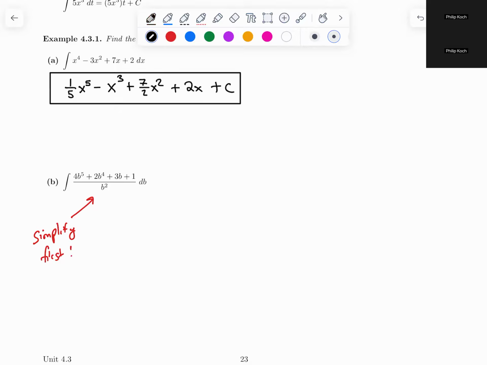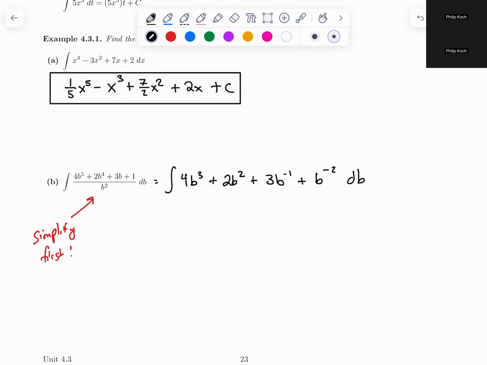And so that will become the integral of 4b cubed plus 2b squared plus 3. I'm going to write something and mention that it's a mistake to do so. You might be tempted to write this as 3b to the negative 1. And let's go ahead and do that. You're going to do 3b divided by b squared. That's b to the first over b squared. Top minus bottom in terms of the exponents. You get 3b to the negative 1. And then the last one would just be 1 over b squared, which is b to the negative 2, db.